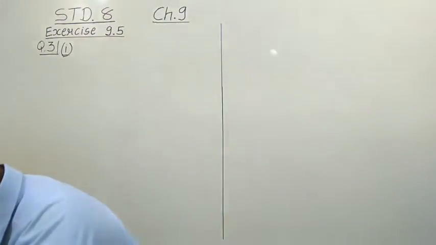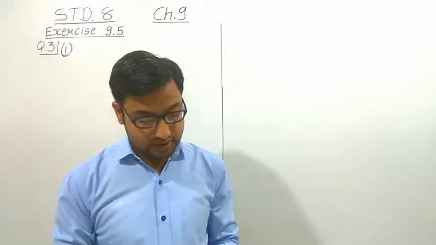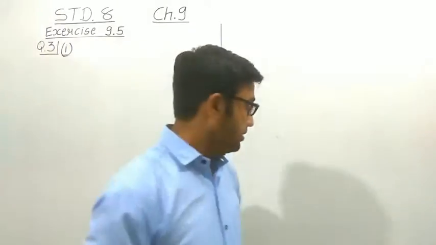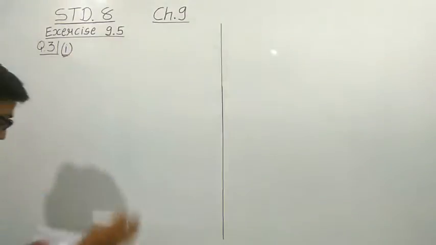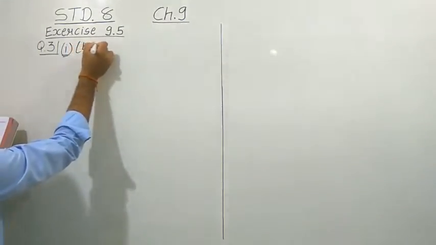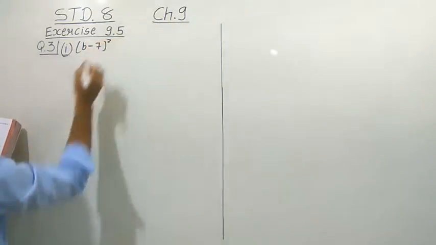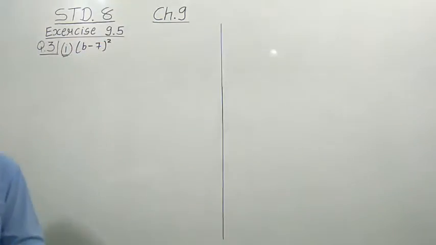What is the question? Question is find the following squares by using the identities. So here we have to find out the squares. So first sub question we have given like this: b minus 7 all square, right? And we have to find out this square.